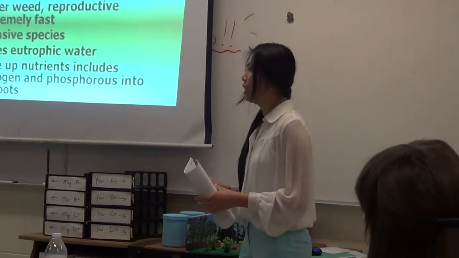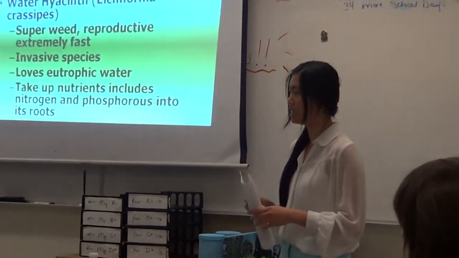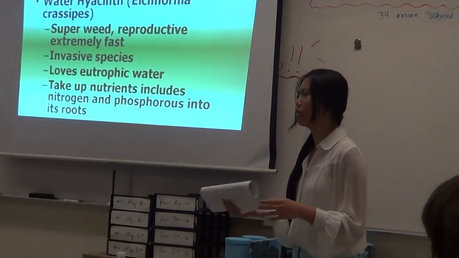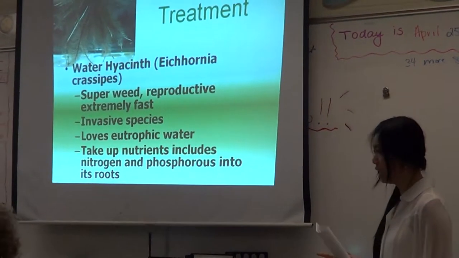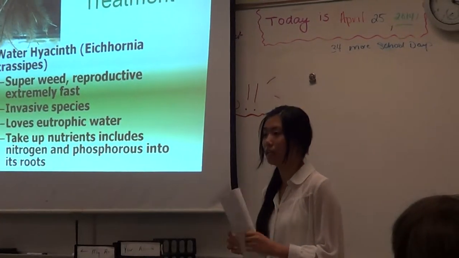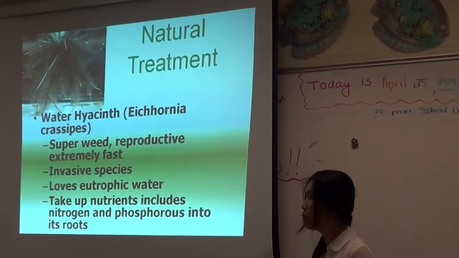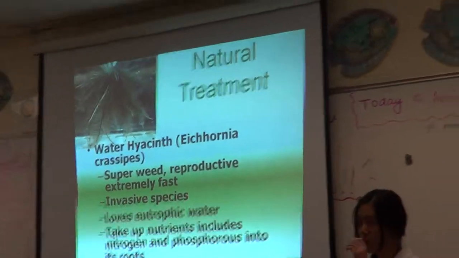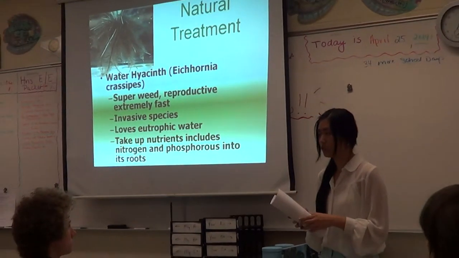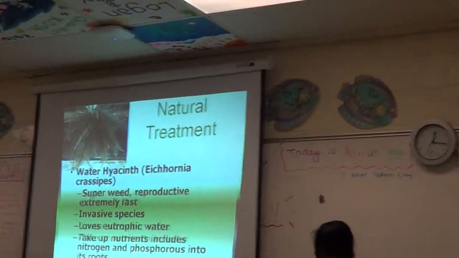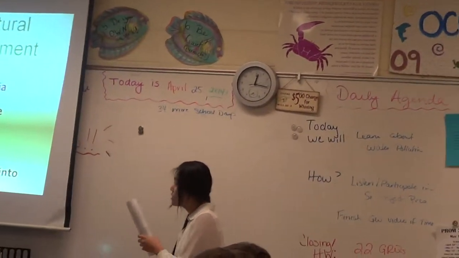And we brought this flower to America in the 1800s to decorate our ponds and water, but it turned out that was a bad idea. They love eutrophic water, which means they love nutrients. When there are nutrients, they can multiply extremely fast. So, considering they live in our water and can filter it by taking up the nutrients, it's beneficial to us in that way. They also take up nutrients like nitrogen and phosphorus in the water, which is a plus. That's the roots right there.